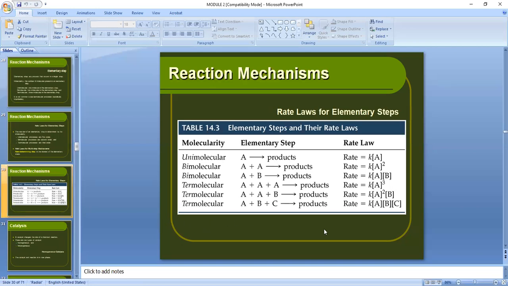This is an example taken from Brown and Lee, the book prescribed as a textbook for Chem 110 more than 15 years ago. Unimolecular, you have this. Bimolecular, it could be this. Termolecular, it could be this. Of course, the rate laws are written here in the last column.